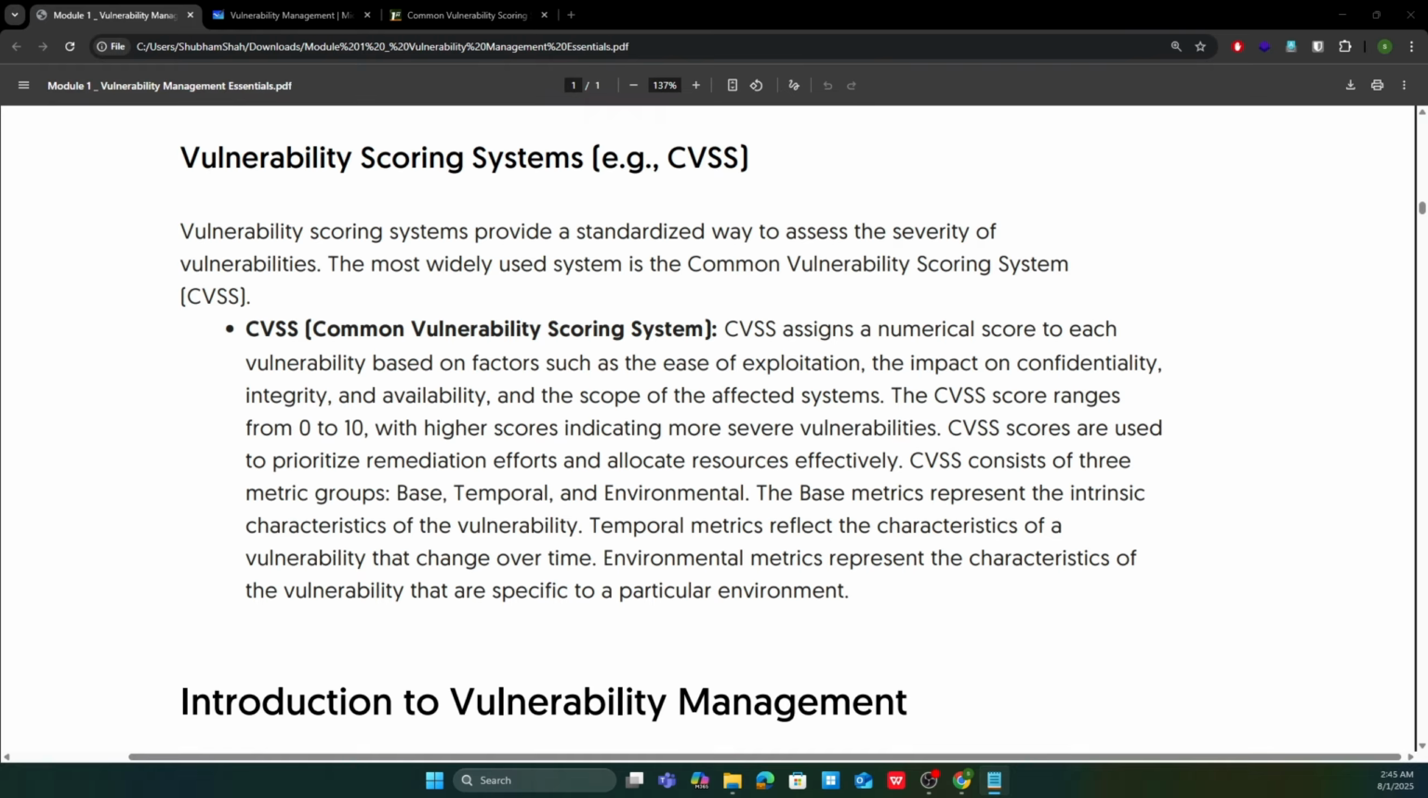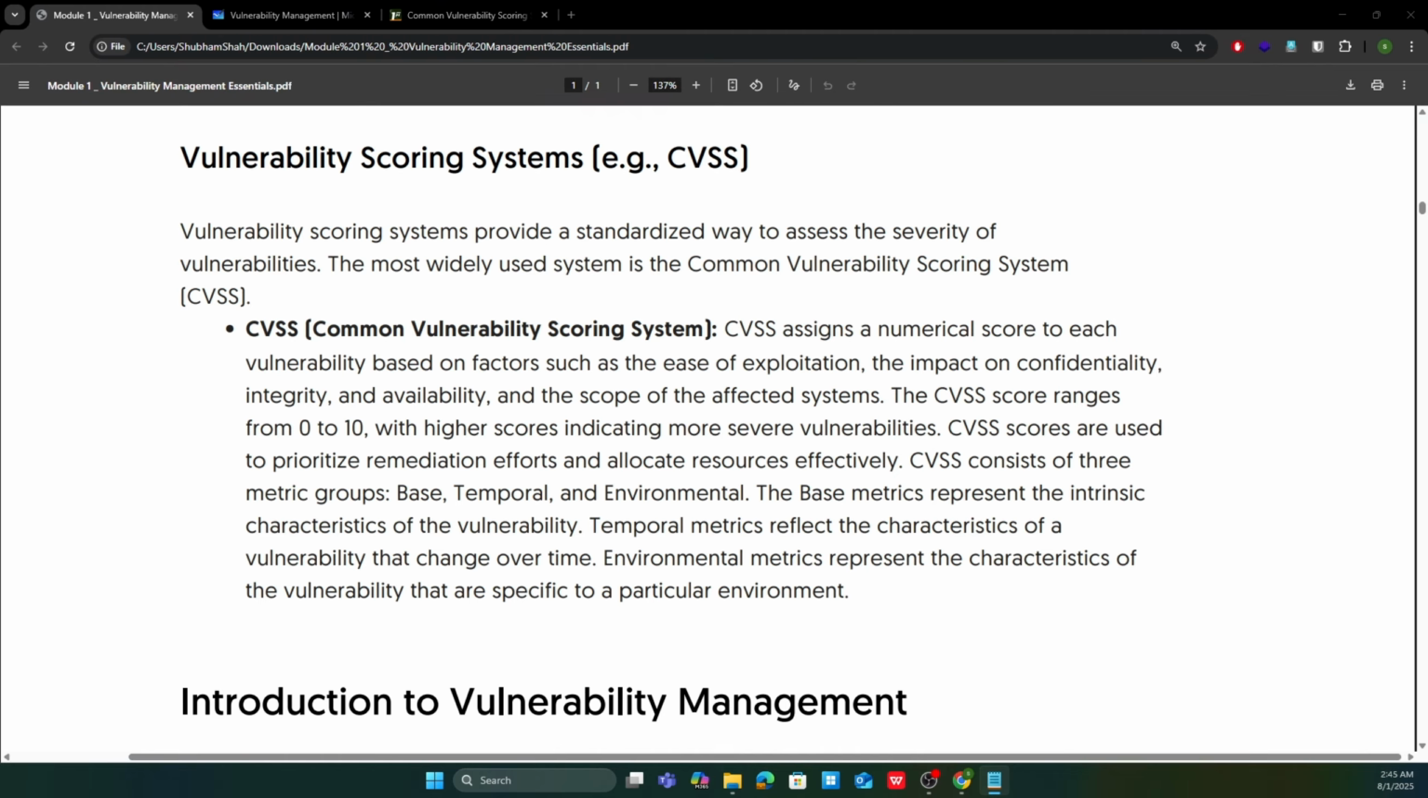Welcome back. In our last session, we defined what a vulnerability is and explored the various types and impacts. In this session, we are going to deep dive into how we measure the severity of vulnerabilities and then formally define the process of vulnerability management itself. This is where we move from understanding a problem to creating a solution.